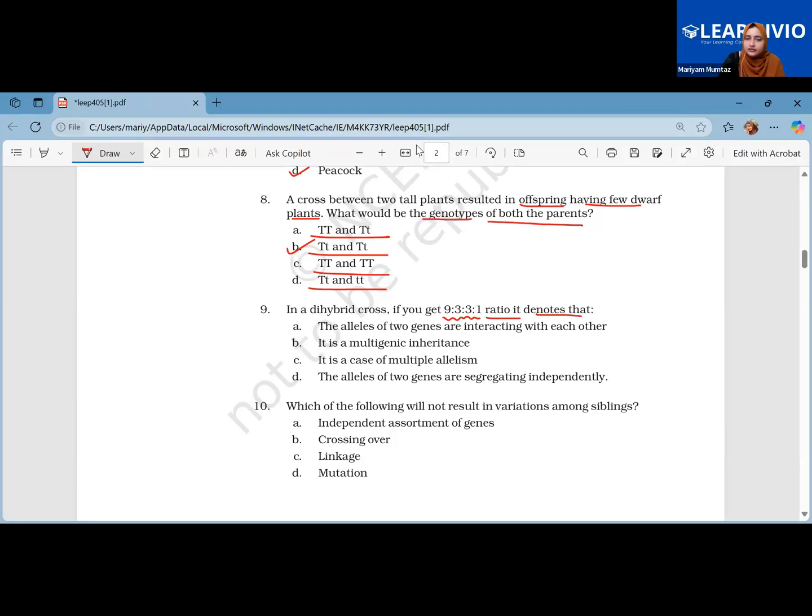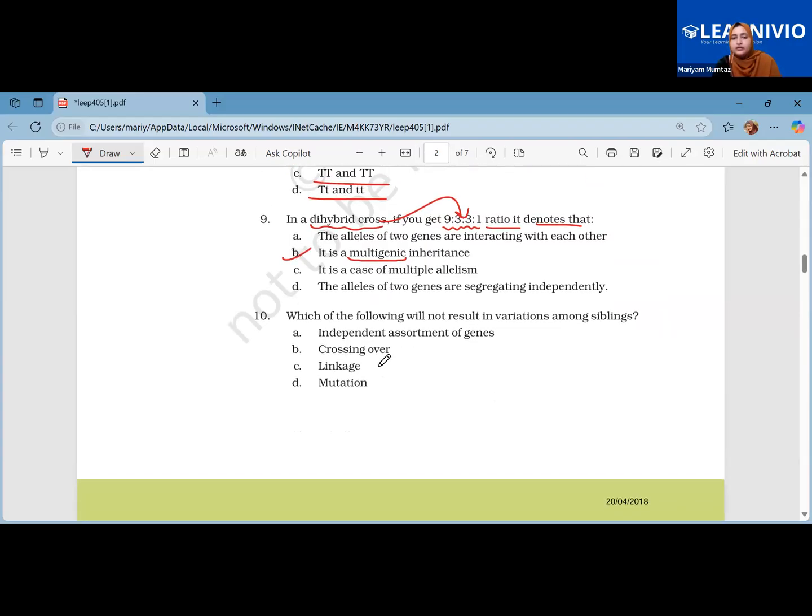See, this is something, okay, one word I haven't taught. It is multigenic. Multigenic means all sorts of genotypes are there whilst the inheritance is happening. So the dihybrid cross with this ratio, it is multigenic inheritance. Ma'am, is it the case where we got the red and white flower, the pink flower? No, that was incomplete inheritance.